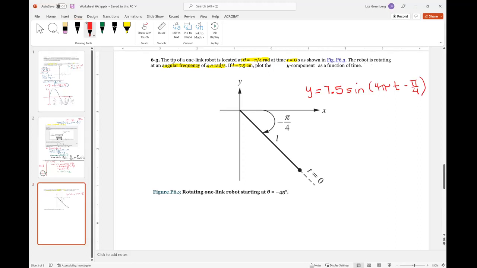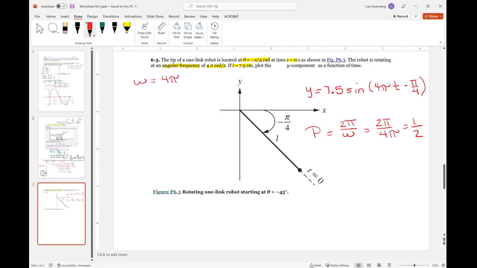Yes. So let's figure out some things. Let's first figure out what our period is. So our period is going to equal 2 pi over omega, where omega equals 4 pi, which is equal to 2 pi over 4 pi, which equals 1/2. So our period is 1/2.